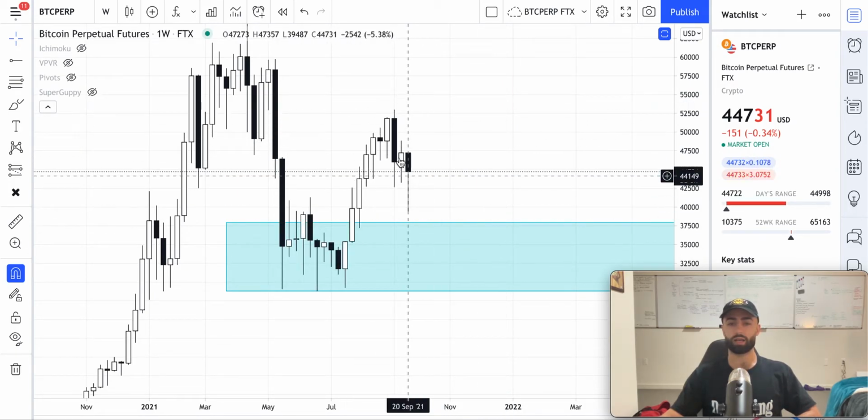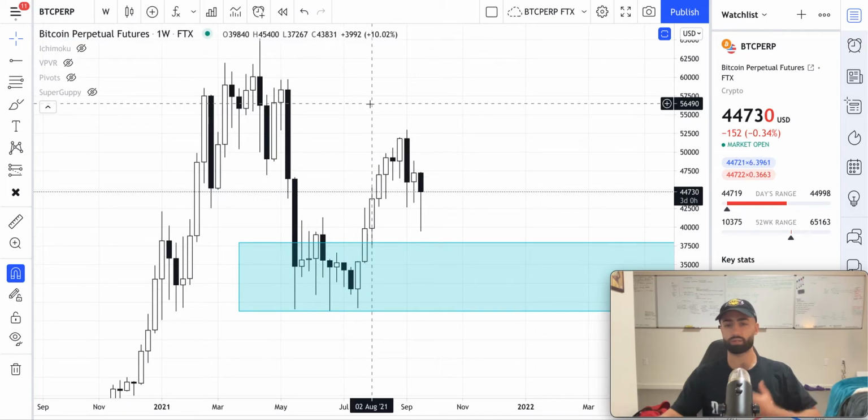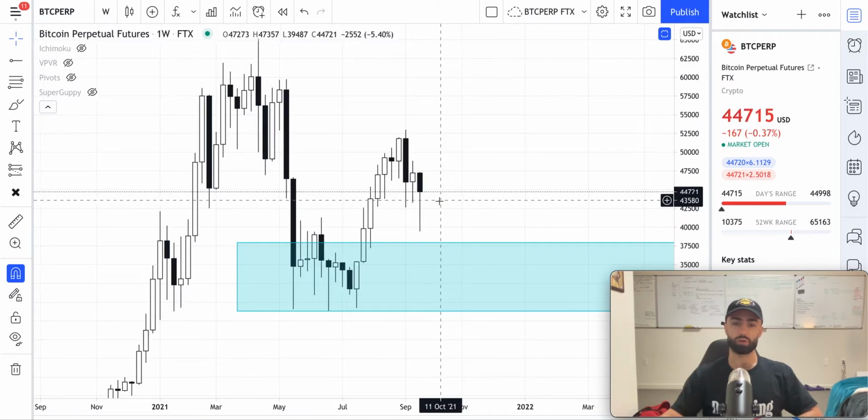So this is why looking at these higher time frames and understanding just the simple concept of the magnitude of a move and how that correlates to a higher low or a lower high is very important. And that can be very profitable as well.